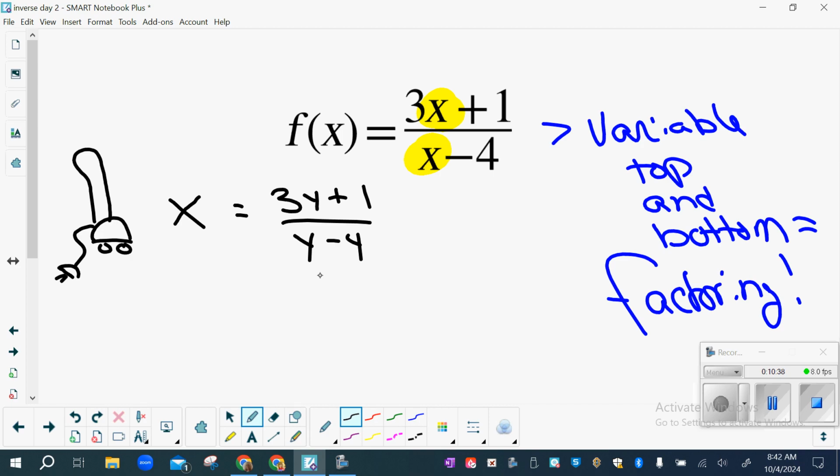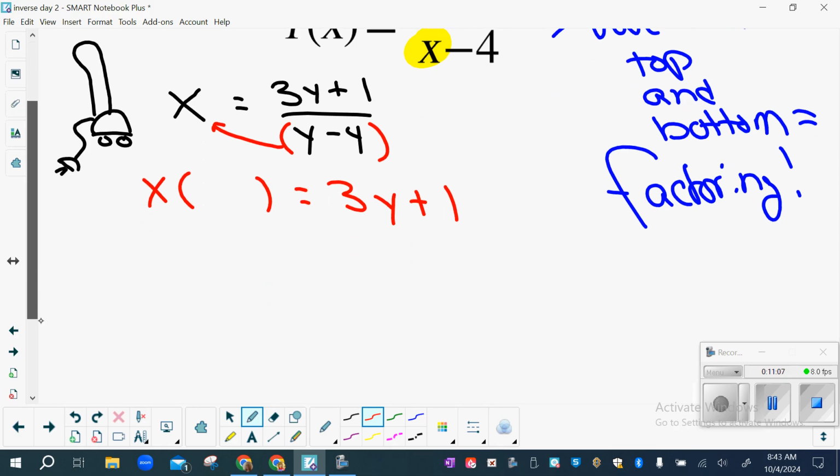And here's the problem. We've got y's all over the place, and it's going to be hard. But we're going to be able to get through this. So the first thing that we're going to do is what we just did before. We're going to take this dude and bring him up here. Are you with me? So we're going to have x, and then a parenthesis, and you're going to go ahead and fill everything in for me, right? There you go, fill it in.